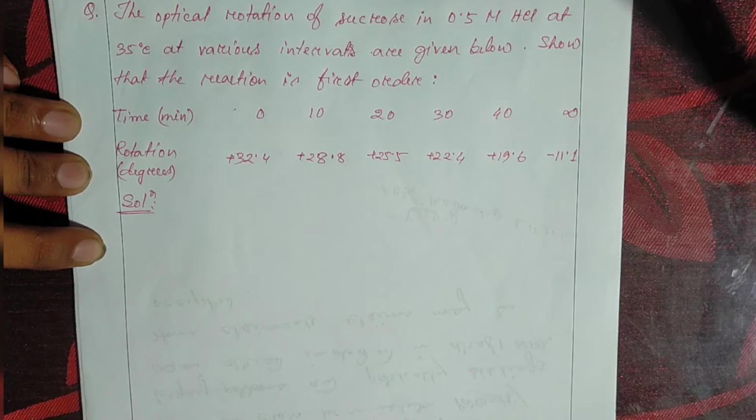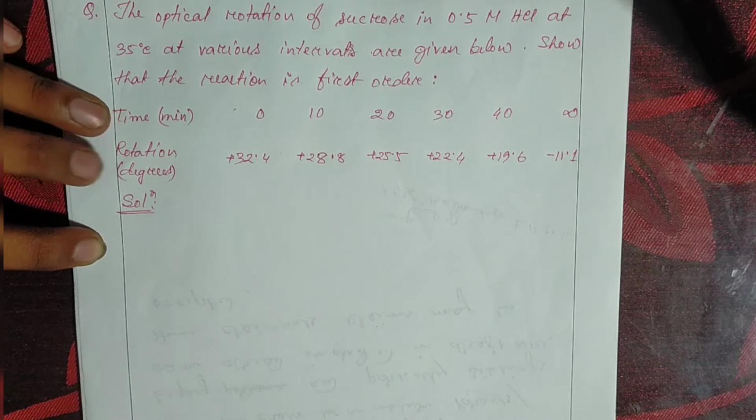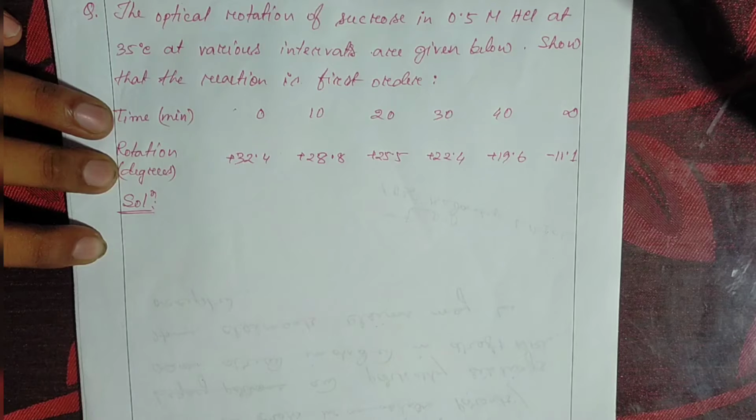So this problem is saying that the optical rotation of sucrose in 0.5 molar HCl at 35 degrees Celsius at various intervals is given below. Show that the reaction is first order. So these are the time and these are the rotation.